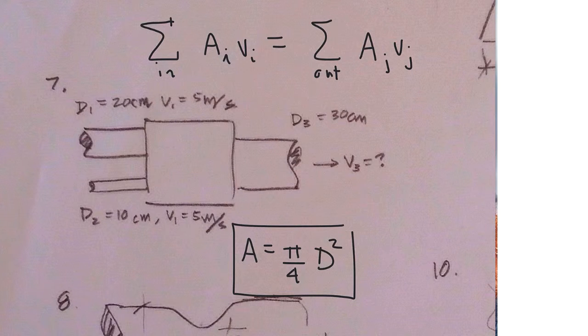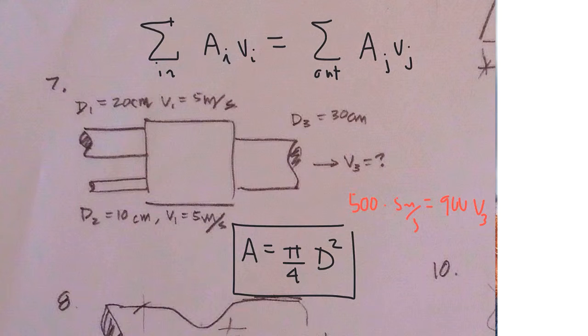But before I do it, I'm going to look at this. Let me just look at the sum of the diameters squared. This is going to be 20 squared, that's 400, plus 10 squared is 100, so 500 times the same velocity, 5, is going to equal 30 squared, that's 900 times V3. So let me just sketch this out before I run the numbers. I have basically 500 times 5 meters per second equals 900 times V3.